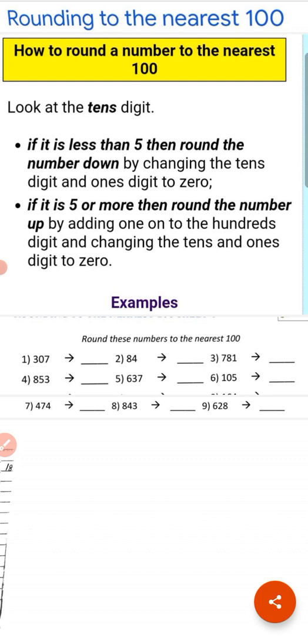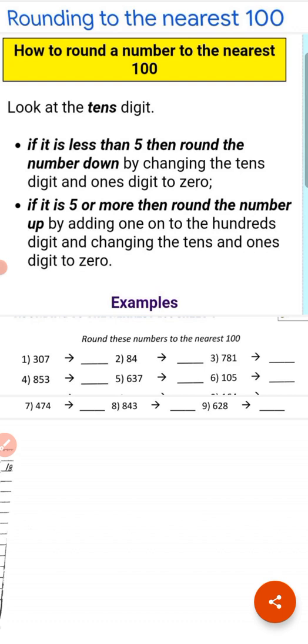If the tens digit is 5 or greater than 5, that is 5, 6, 7, 8, 9, these digits are equal to 5 and greater than 5, then add 1 to the hundreds digit. Add 1 to the hundreds digit. Then replace the tens and ones digit with 0.